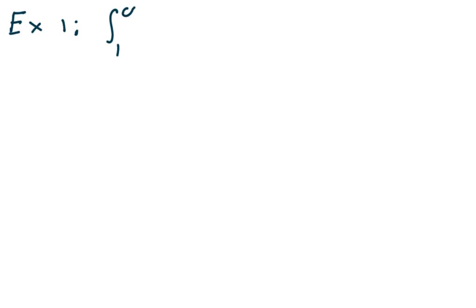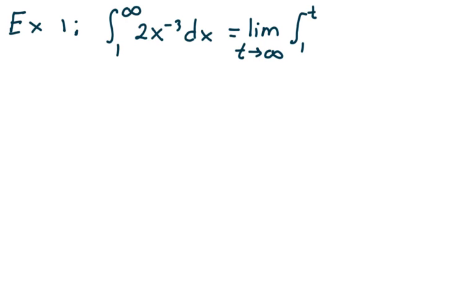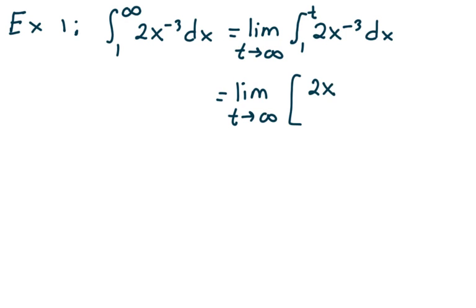Suppose I have the integral from 1 to infinity of 2x to the negative 3 dx. So this is the limit as t goes to infinity of the integral from 1 to t of 2x to the negative 3 dx. We integrate in the typical way: negative 3 plus 1 is negative 2, so 2x to the negative 2 divided by negative 2. And we're going to evaluate from 1 up to t.